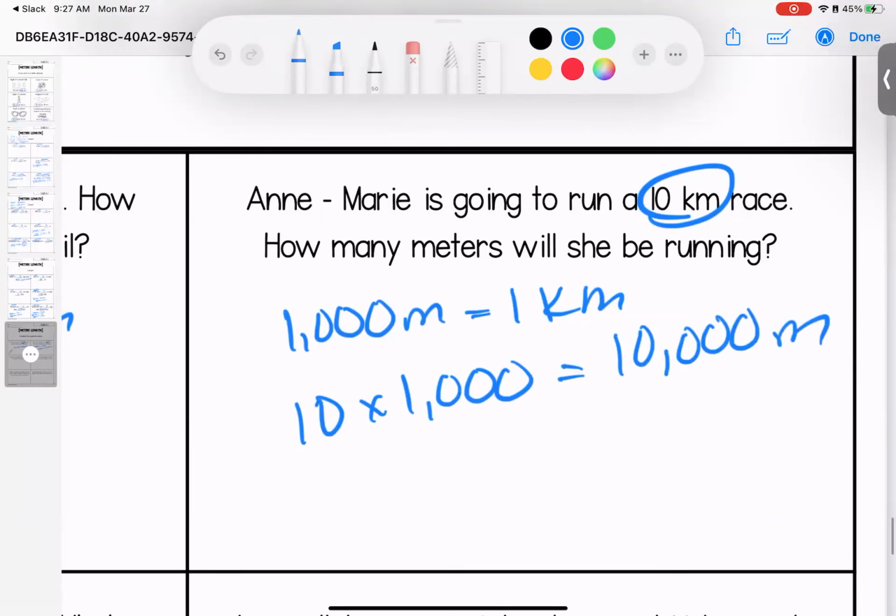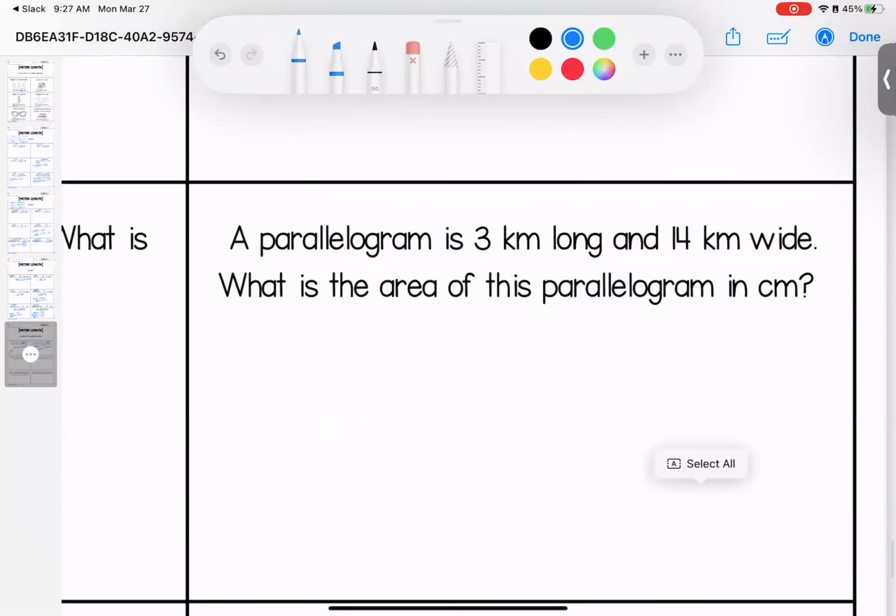Coming down here, a parallelogram is 3 kilometers long and 14 kilometers wide. What is the area in centimeters? This one was a sticky one. I would start with measuring the area in kilometers. Area equals length times width. So when I do that, I have 14 times 3, easy peasy, right? That's 42. That's kilometers, but I need centimeters.